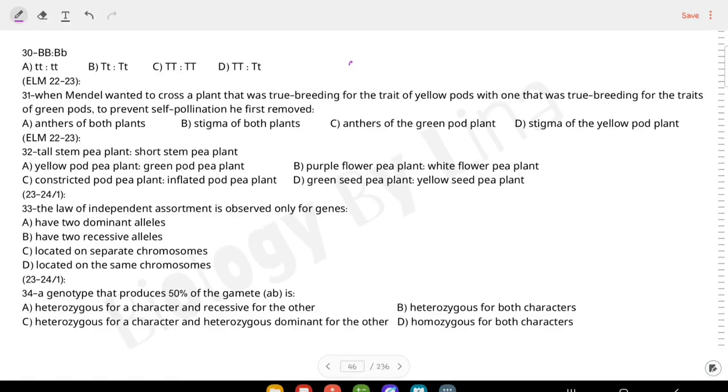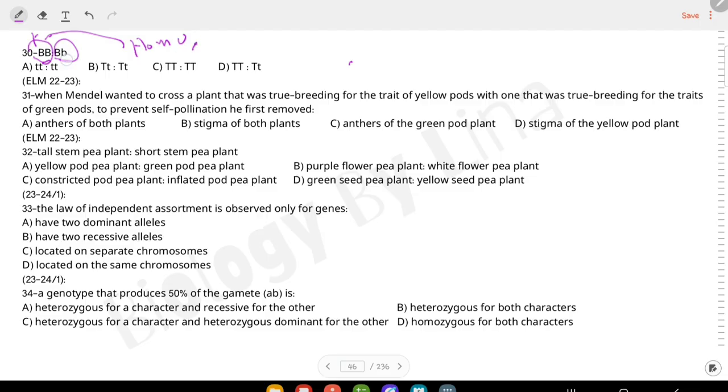In this video, we will complete Chapter 7, Section 1, Ministry questions. Question 30, we have B capital, B capital, B capital, P small. What is the relation between them? You should focus on what? The first one should be homozygous, because you know that B capital, it's pure, which means it's homozygous.